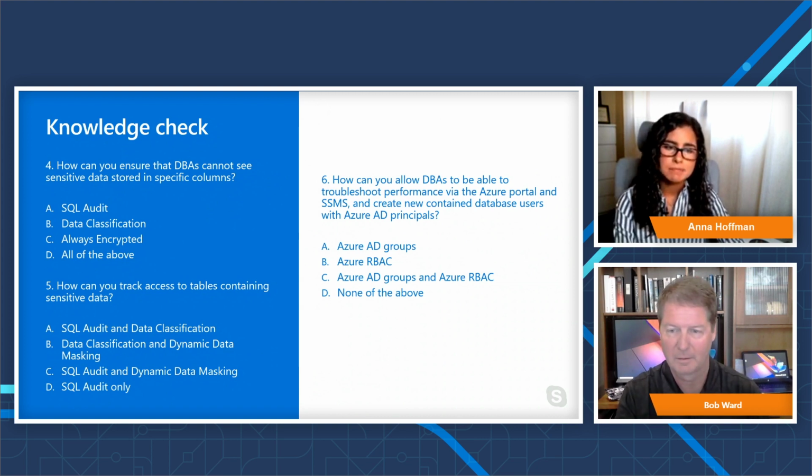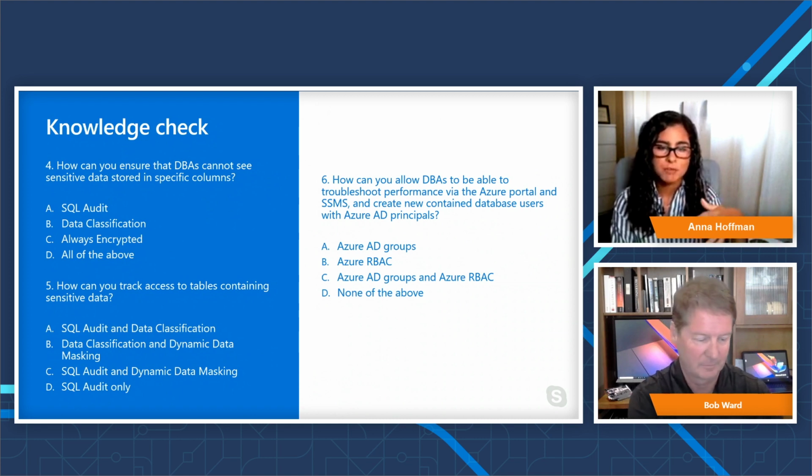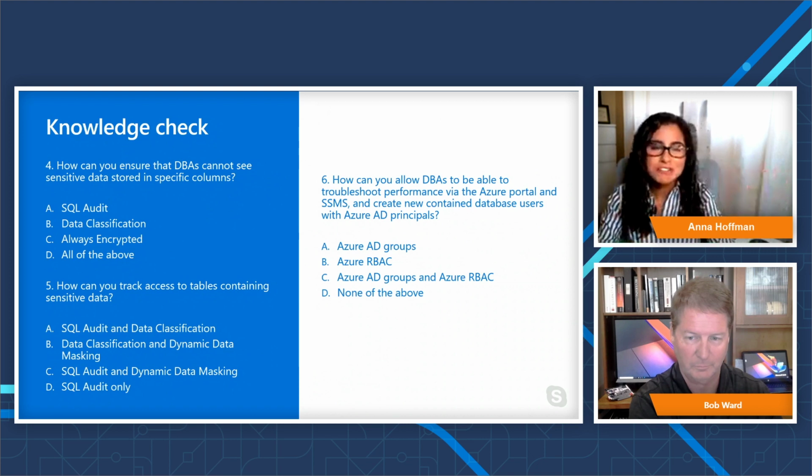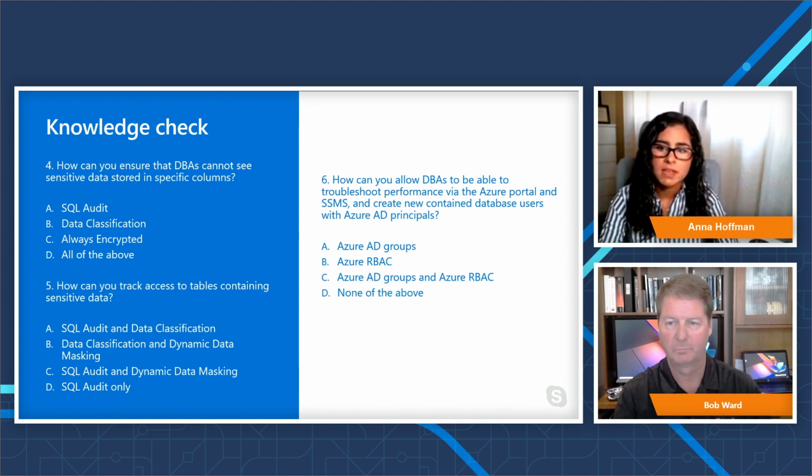Thanks, Bob. So now if we move on, and we're going to stay with the same scenario, but we're going to shift gears and try to think about the DBAs. Remember, there are a few things we were trying to do. Ensure that DBAs can't access sensitive data. We can track the access, and we can also allow DBAs to do their jobs. They still need to be able to have access to troubleshoot performance, whether it's in the portal or creating new users in a tool that's not the portal.